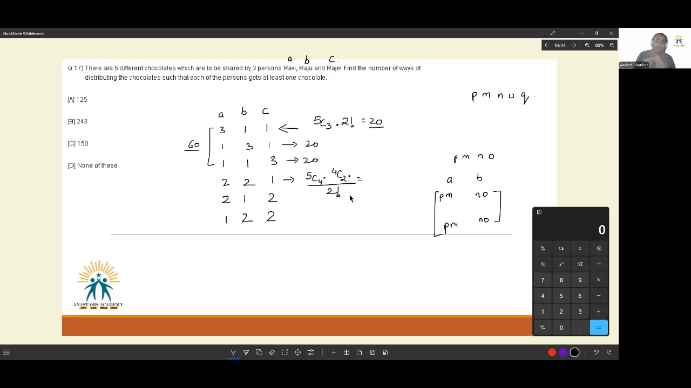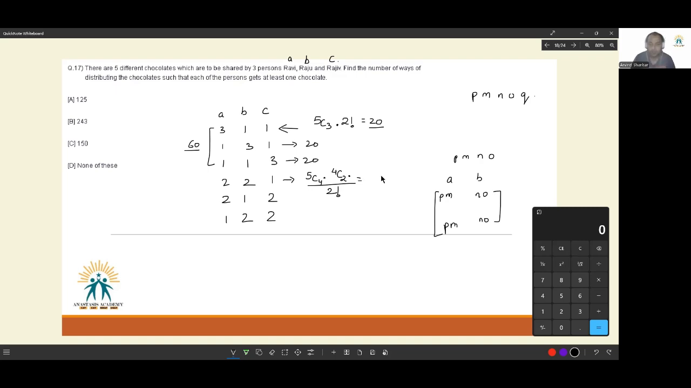Now, first I'm selecting 4 chocolates that are going to people who take 2 chocolates each. Then among those 4 chocolates, I'm making groups of 2. And then whether this first group goes to the first person or to the second person, that can happen in 2 ways, but it is not really ideal because this first group is not first by definition. This first group or this first group, both of these can take place. Therefore, I divided by 2 factorial.